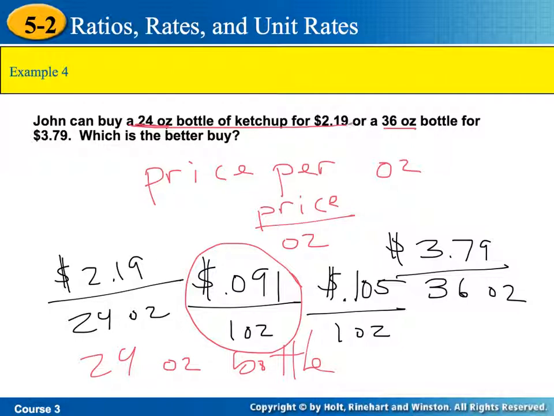Why? Because it's cheaper. Not the bottle is cheaper, but the dollar per ounce is cheaper. Obviously, if you just wanted the cheaper one, you'd go with that last one. But sometimes you can get more ounces per dollar for that bigger bottle. So your better buy here is the 24-ounce bottle for $2.19.